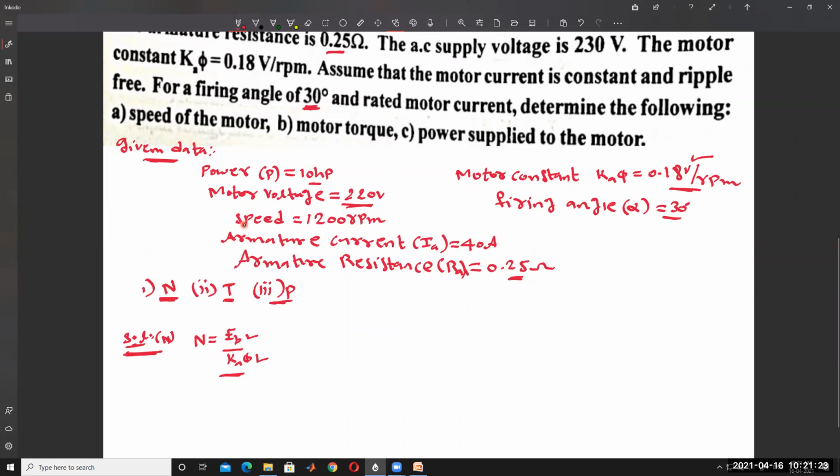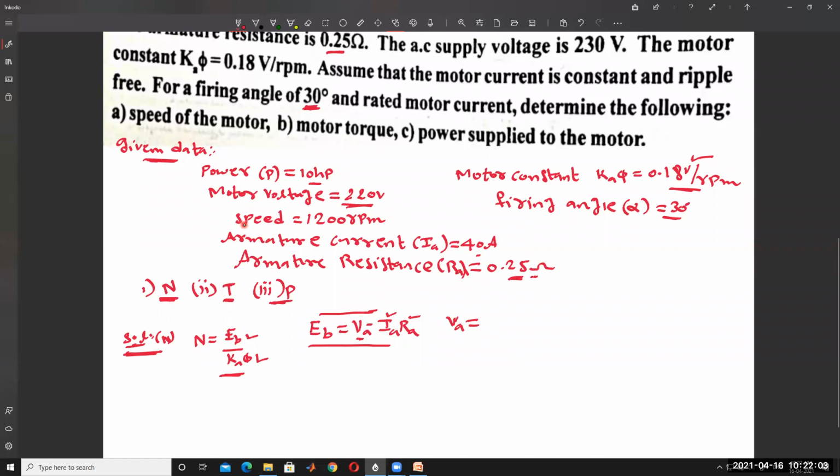For a motor, Eb is equal to Va minus Ia into Ra. Here the armature resistance 0.25 is known, and the armature current is known. But Va is unknown, so we need to find Va.